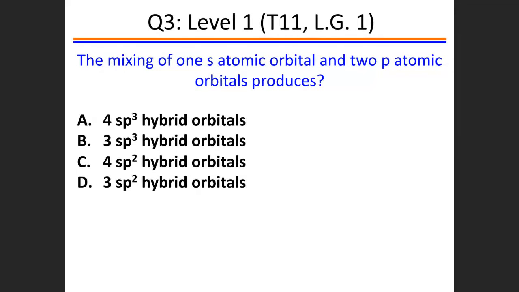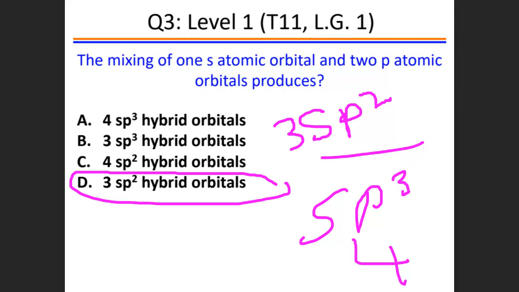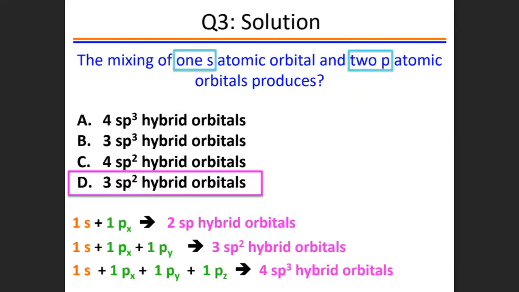So see, the question is like that. The mixing of one s atomic orbital and two p atomic orbitals produces what? So we know then 1 s and 2 p, actually this is sp2. So what will be the answer? How many do you have? Actually, after overlapping, the number will be like that. If you have sp3, 1 s 3 p, so the total will be 4. If you have s and p, the total will be 2. Got it? This is how. This is not so complicated, so don't think of it as complicated.